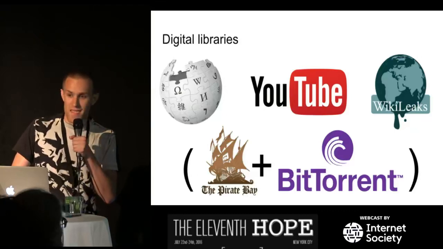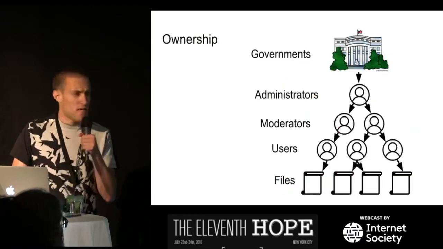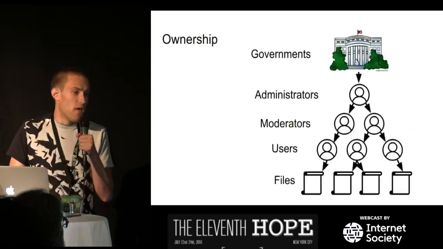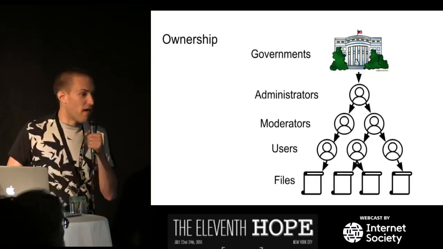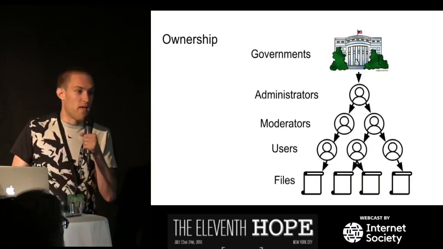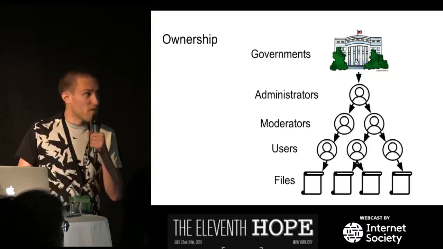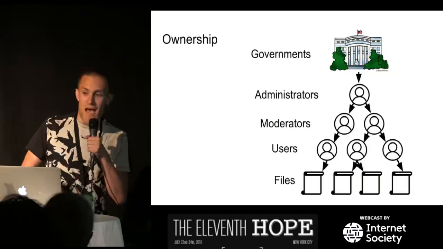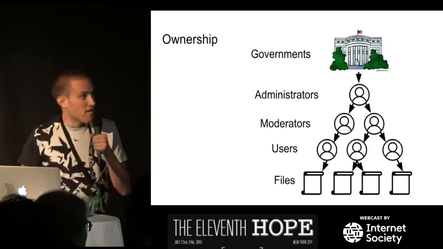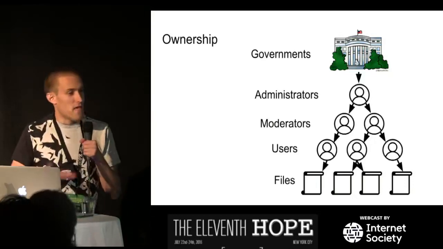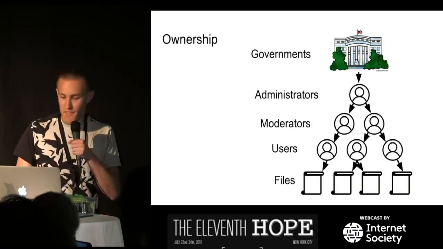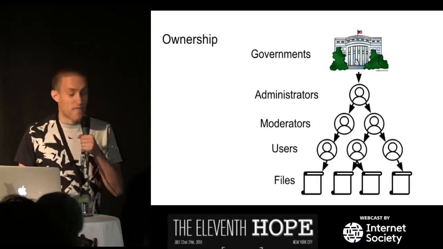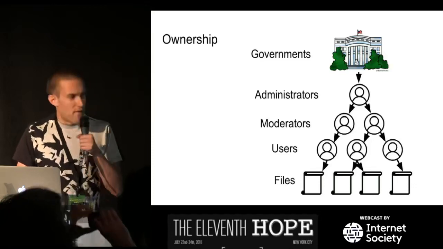And so, whether it's Wikipedia, YouTube, or BitTorrent, you need some way to determine what content goes into the library and what content doesn't. The typical way this is done, maybe you have users who can add, modify, or delete files. Moderators can ban or block users. Administrators can hire and fire moderators. And finally, the government makes sure that administrators are following laws. So this is what I'm calling a chain of command system.